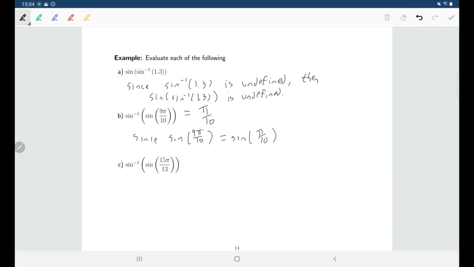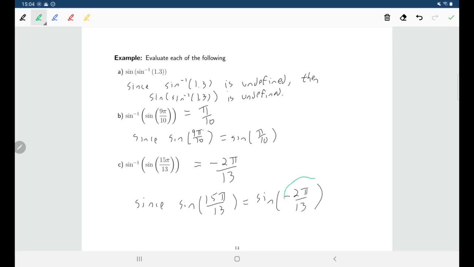So you know then that sine inverse of sine of 15 pi over 13 should be negative 2 pi over 13. And the reason for that, of course, was because sine of 15 pi over 13 is equal to sine of negative 2 pi over 13. And that angle, negative 2 pi over 13, is in that interval from negative pi over 2 to pi over 2.